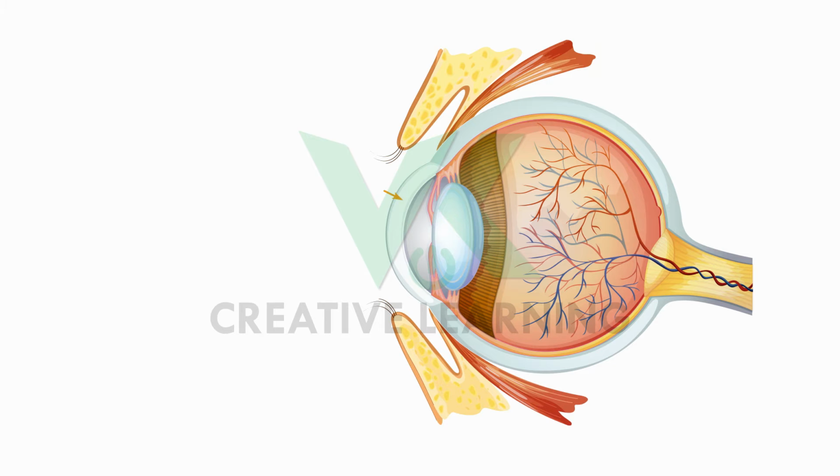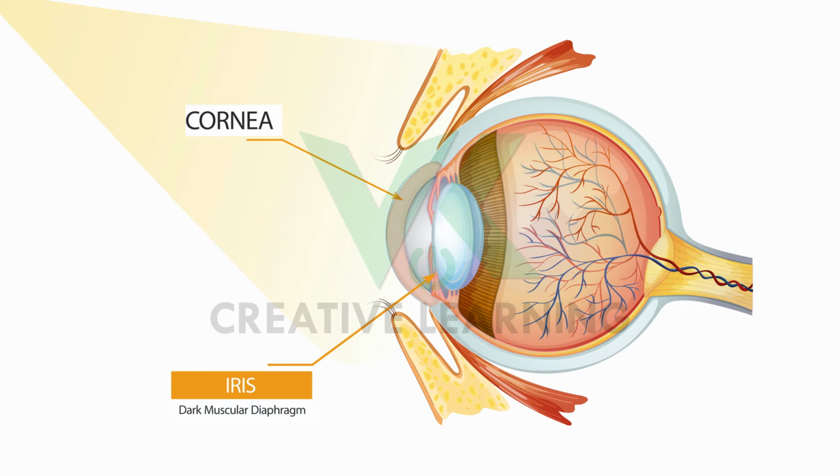Cornea is the front and transparent portion of the eye. It is convex in shape and bulges outside. Light enters the eye through the cornea. Now here comes the most important part of an eye, which is called iris. It is a dark muscular diaphragm located just behind the cornea. It regulates the amount of light entering the eye by adjusting the size of the pupil.